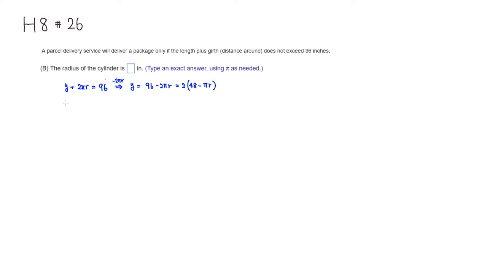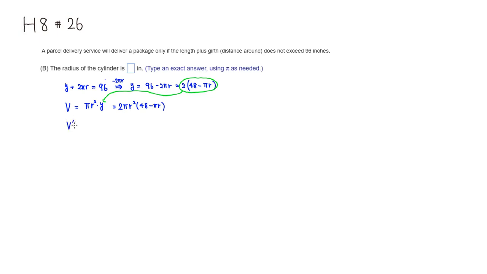Then the volume of this cylinder is going to be the area of the circle, pi r squared, times the length y. But for y, we just found an expression, so we can plug it right in there. So this is going to be equal to pi r squared, and there's a 2, so I put 2 in front, then quantity 48 minus pi r. All right, so let's take the derivative.